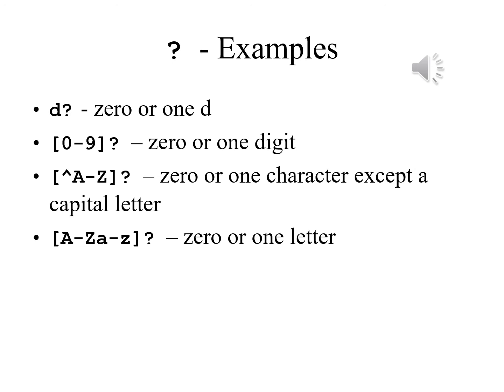In square brackets cap A-Z question mark means 0 or any character that is not a capital letter. In square brackets capital A dash capital Z, little a dash little z, and then a question mark means either 0 letters or exactly 1 letter.